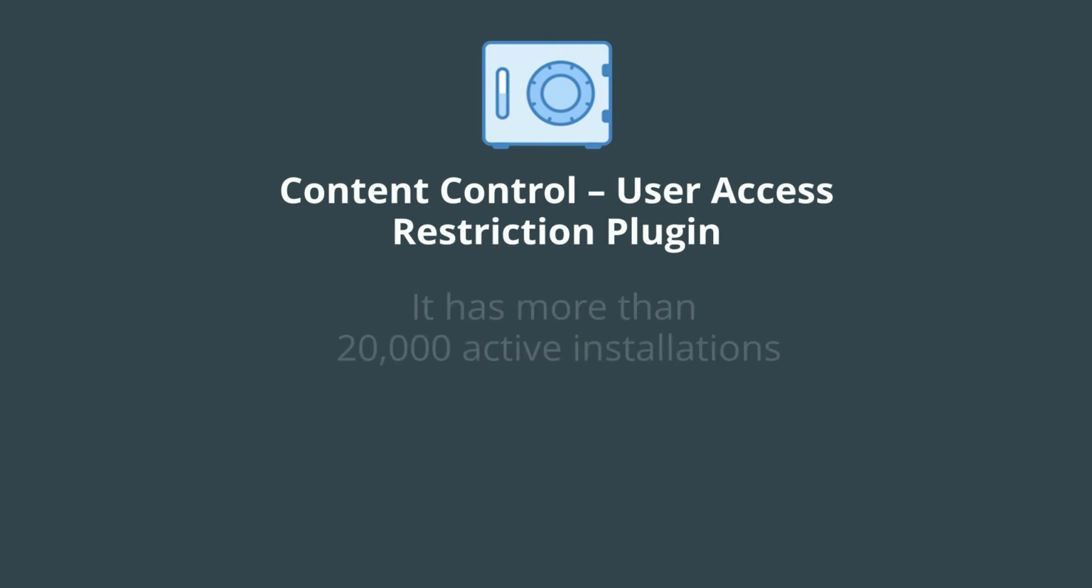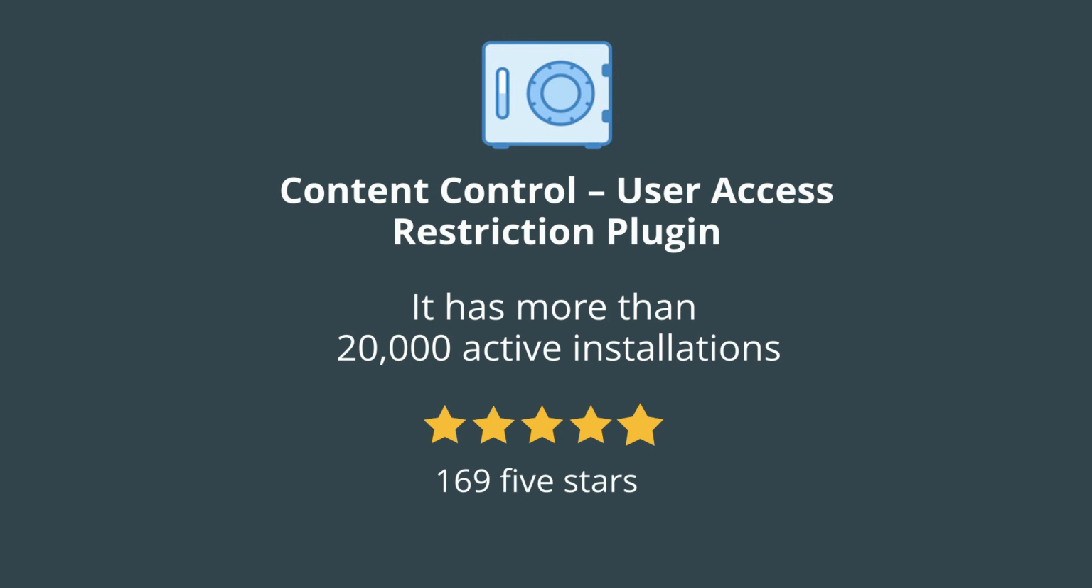At number 5 is Content Control User Access Restriction Plugin. It has more than 20,000 active installations and 169 5 stars.